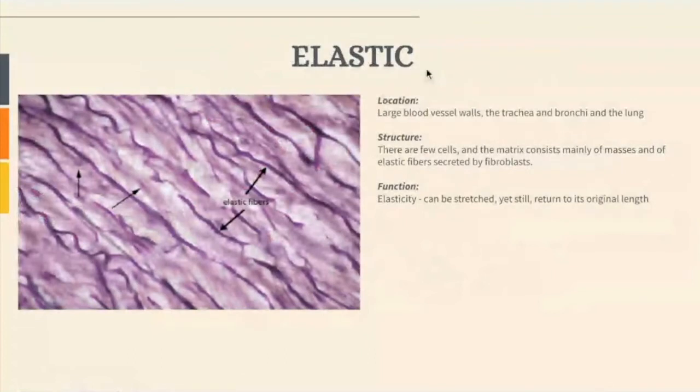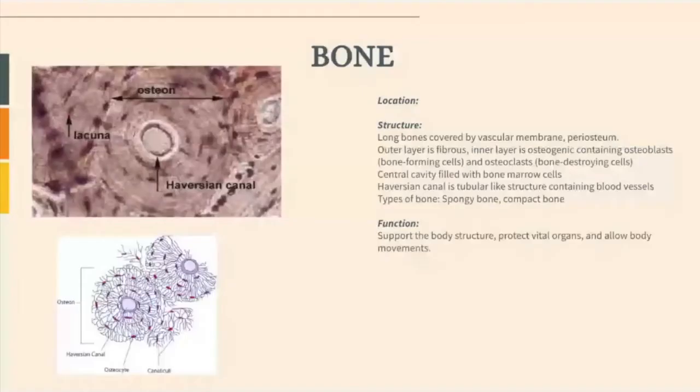Elastic fiber makes up large blood vessel walls, and also lines the trachea, bronchi, and the lung. There are few cells, and the matrix consists mainly of masses and elastic fibers secreted by fibroblasts. So you can see here the elastic fibers. If we observe this kind of tissue under the microscope, we can see very clearly the very intensive elastic fibers. So it provides elasticity, can be stretched, and yet still returns to its original length.